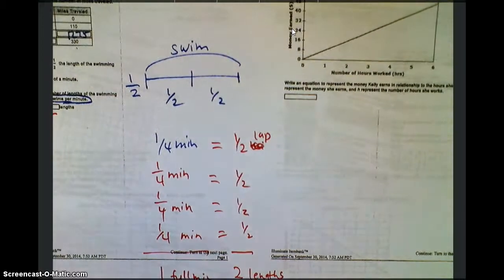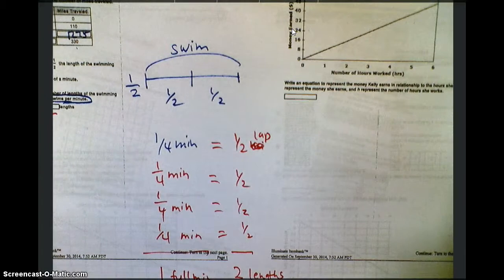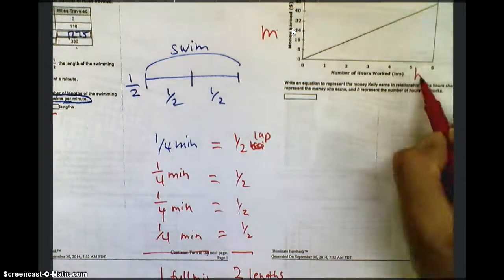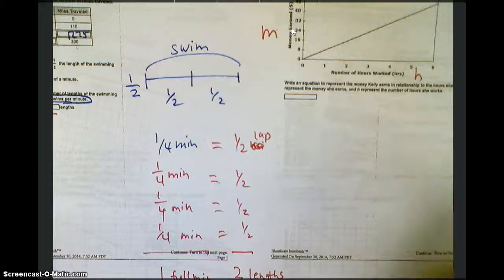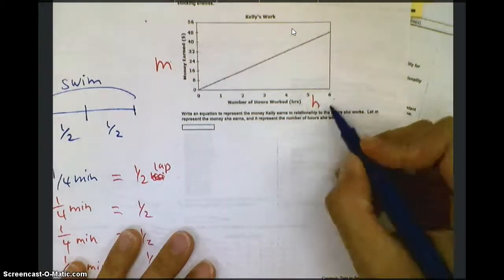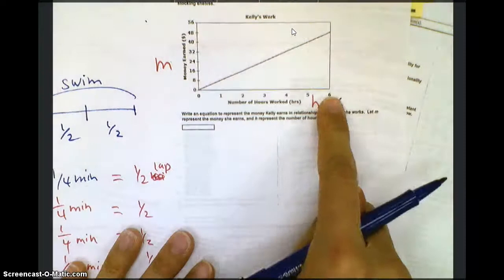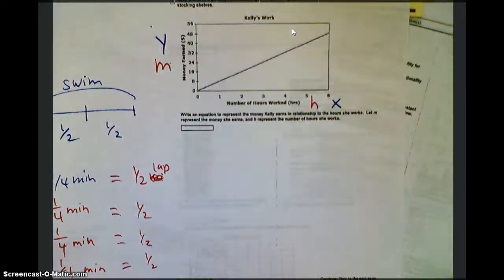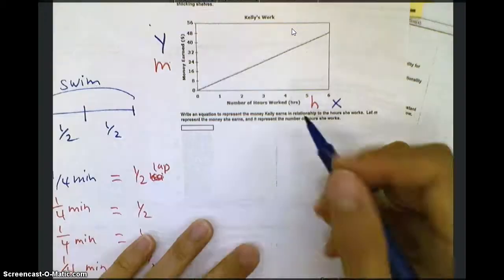Number 3, as you're looking at the graph and we want to write this representation as an equation, they want us to use M for money and H for hours. For us in class, we had actually been using X and Y, X for the horizontal axis and Y for the vertical axis. So if you want, you can use X and Y first and then later represent it with M and H. So I could do that.